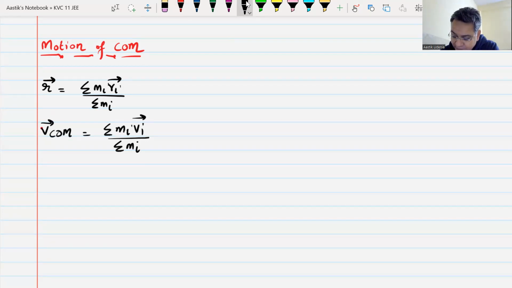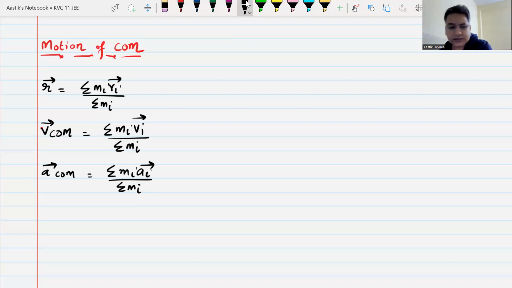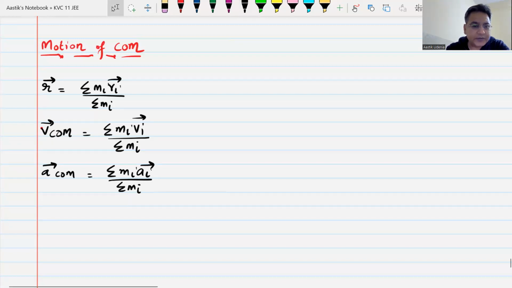If I differentiate it once more, then what will I get? Acceleration. I will get the acceleration of center of mass. Do we understand this? By finding the velocity and the acceleration of the center of mass, we can go ahead and do the other things. Let us first see a couple of examples where we find the velocity of the center of mass, and then we will see how we can do the rest of the things.